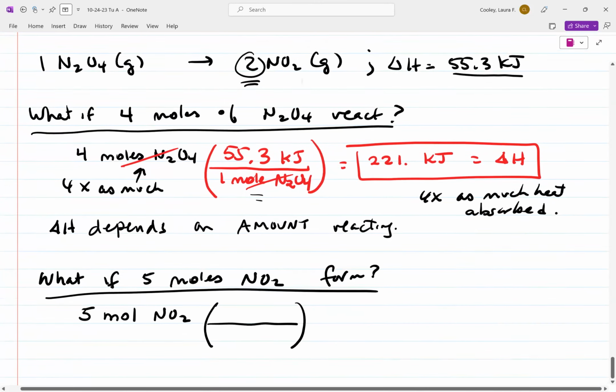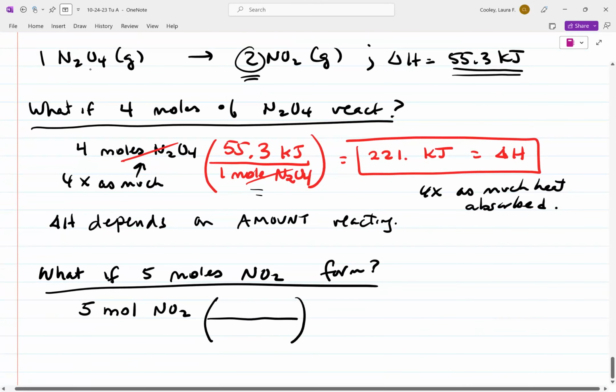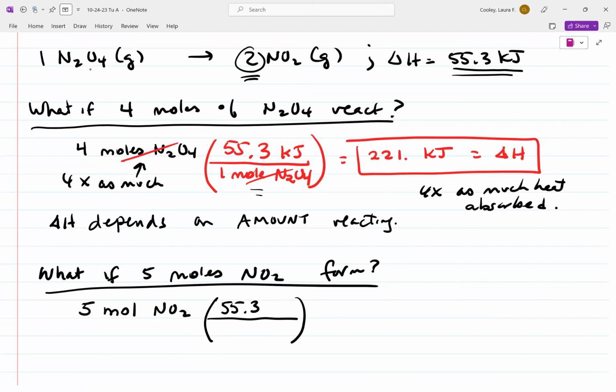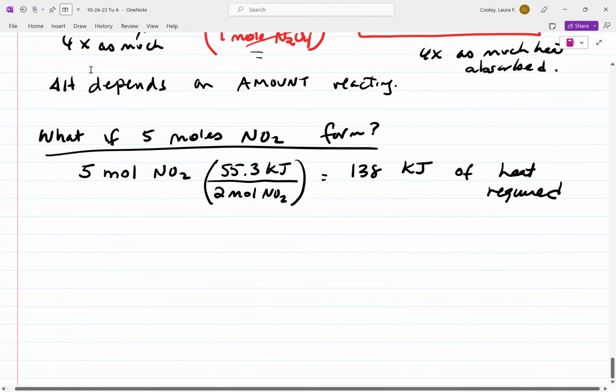Because there's a 2 in the equation that has this 55.3. It has 2 moles of NO2. So it's 55.3 kilojoules per 2 moles of NO2. And when you do that, it comes out to 138 kilojoules of heat would be required for 5 moles of NO2 to form.